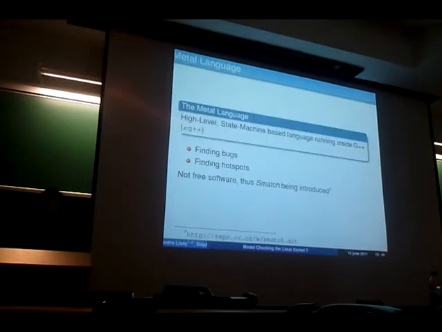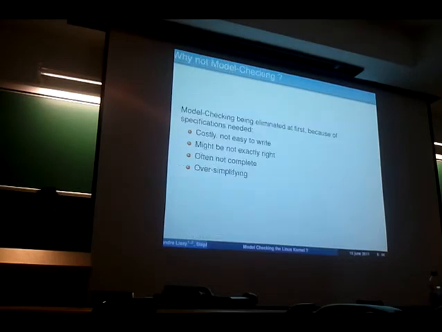Why not model checking? I am including this slide because it's an important part of paper number 1. They explain why they did not, at the time, choose model checking to implement the mechanism. In their mind it was costly to do model checking; it's not easy to write a model checking mechanism.